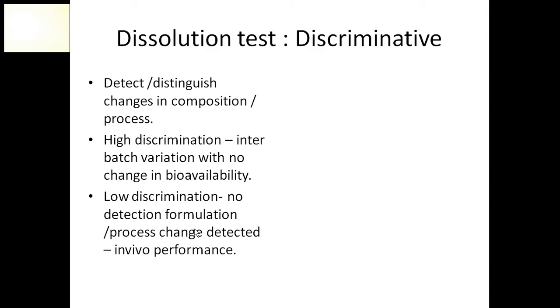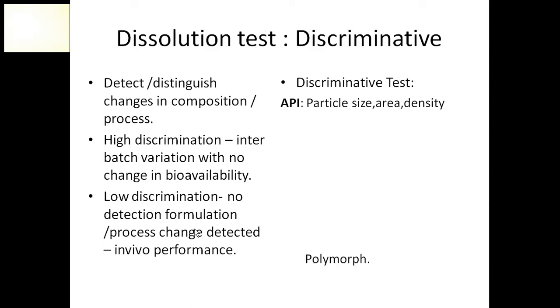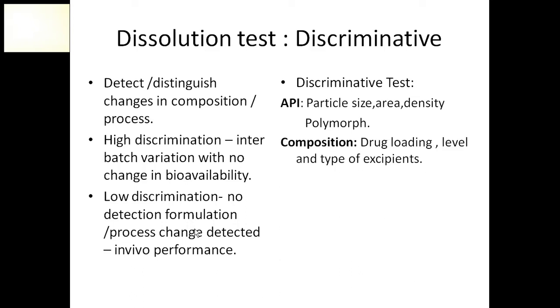How can you study the discriminative dissolution test? So first thing is by changing the API's type and nature, involving the particle size, area, density, polymorphs. So changing it in different ways, it will affect the drug release in the dissolution result. Next is the composition. Composition generally involves the way in which the drug is loaded and the nature and the type of excipients which are used. It will affect the dissolution study.